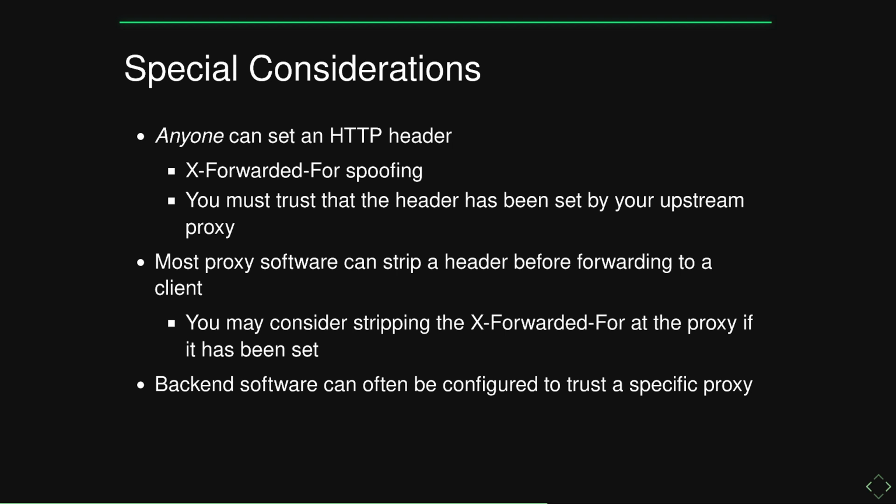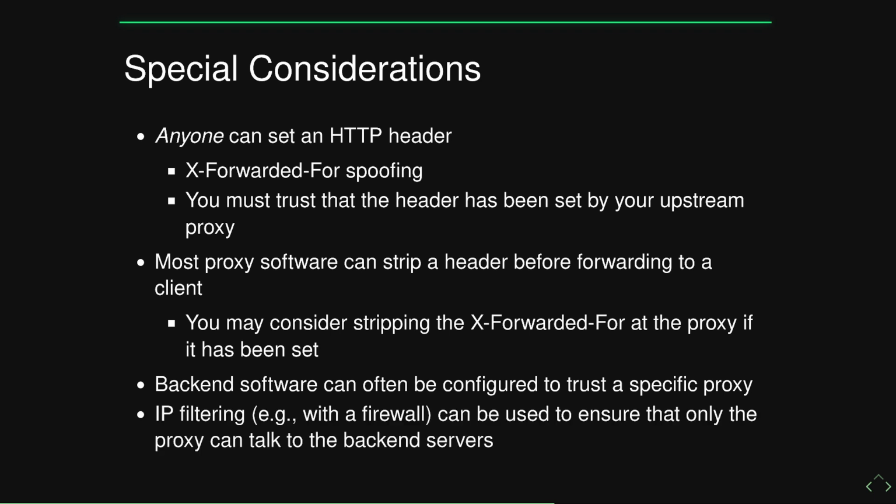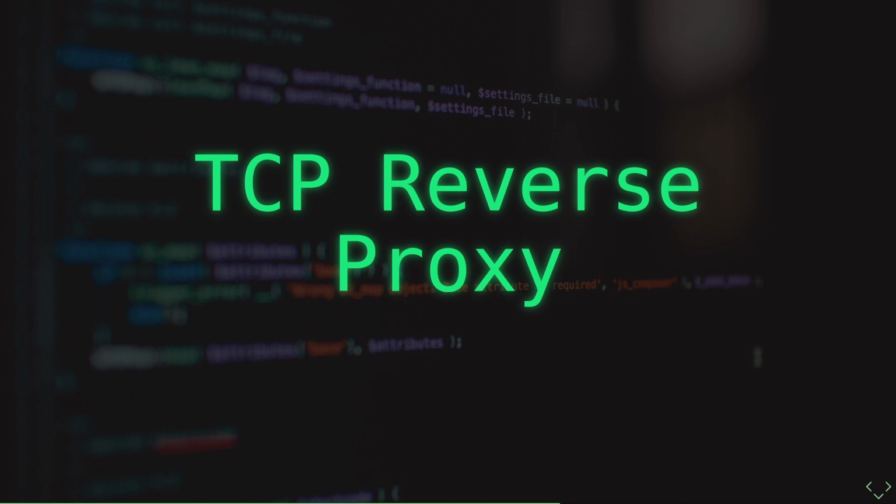As I mentioned, backend software can be configured to trust proxies, and that is usually a good idea, especially if you're using any of that data in the headers for special decision making. And in many cases, it's a good idea to actually filter at the IP layer, like with a firewall or iptables, the traffic between your web server and the upstream proxy, so that only that proxy, that load balancer, can talk to that backend web service. So that gives us an overview of load balancing and proxying at the HTTP layer.